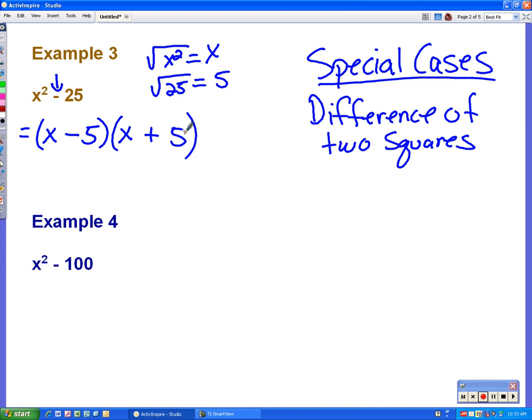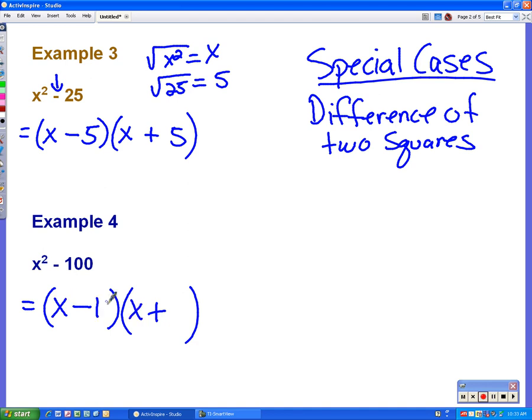Okay, same thing with the x squared minus 100. It's a special case. Those are difference of two squares. So again, we're going to create two binomials, one with a minus, the other with a plus. Square root of x squared is x.